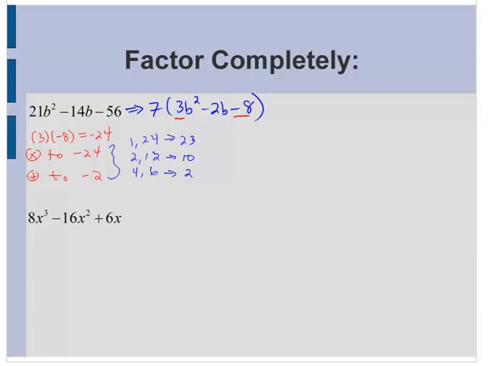To make sure we get the negative 2, we would need a positive 4 and a negative 6. So we would have 7, and I'll use brackets here because I'm going to use parentheses later, 7 by 3b squared, and instead of a minus 2b, we would write plus 4b minus 6b, and then still the minus 8. Factoring by grouping on the inside.